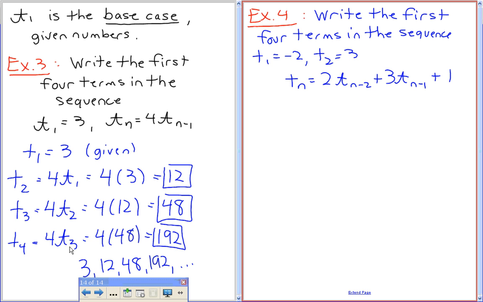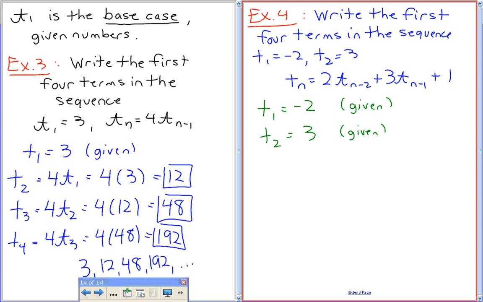Lucy, T1. T1's -2, and you've got T2, which is 3. Okay, stop right there. You have to write these down. These are still part of your equation. Those have to be your starting points. That's how your sequence begins. Without those 2, you can go nowhere. So please write those down.